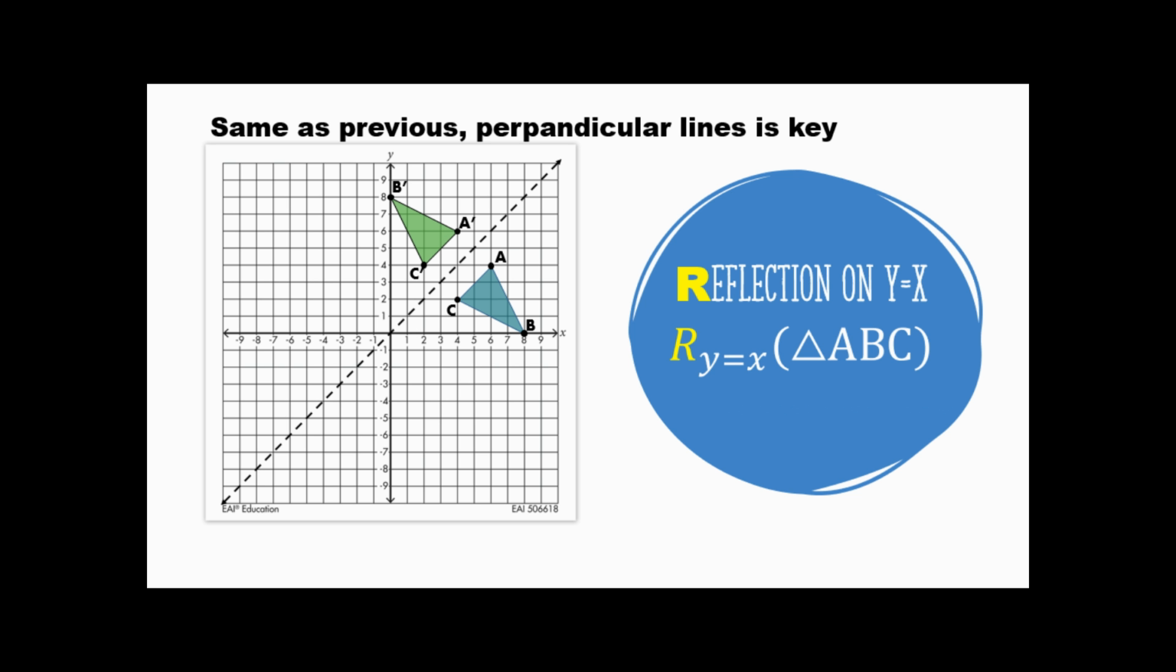What changed? B went from (8, 0) to (0, 8). C went from (4, 2) to (2, 4). A from (6, 4) to (4, 6). So notice that they only swapped.